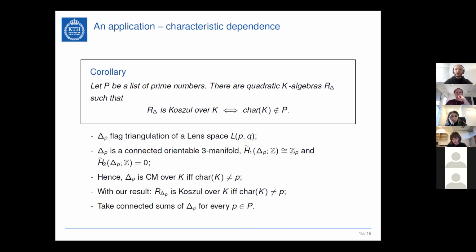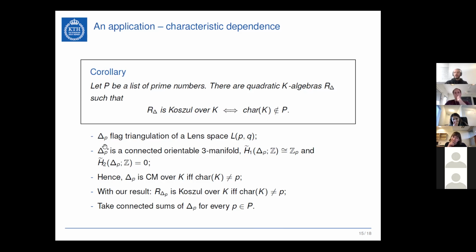Now I will conclude with two applications, two interesting results that we can obtain as corollaries. The first one is a statement that I like a lot. You can give me any finite list of prime numbers. Then we can construct quadratic algebras that are Koszul over K if and only if the characteristic of the field is not in the list of primes you gave. It was known to the experts that these objects might exist. Actually, maybe not. It was never stated for any list of primes, but it was known that these things existed. But there was never a recipe to construct such algebras.